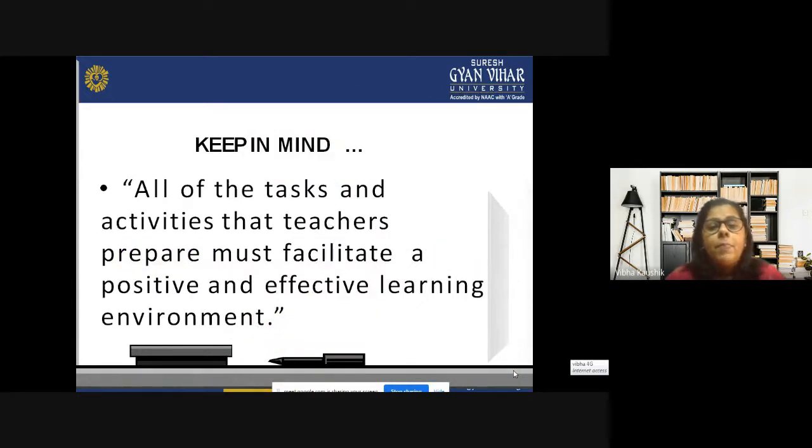Keep in mind all of the tasks and activities that teachers prepare must facilitate a positive and effective learning environment. All the activities or tasks designed or prepared by the teacher should be such that they facilitate a positive and effective learning environment during the teaching-learning process.